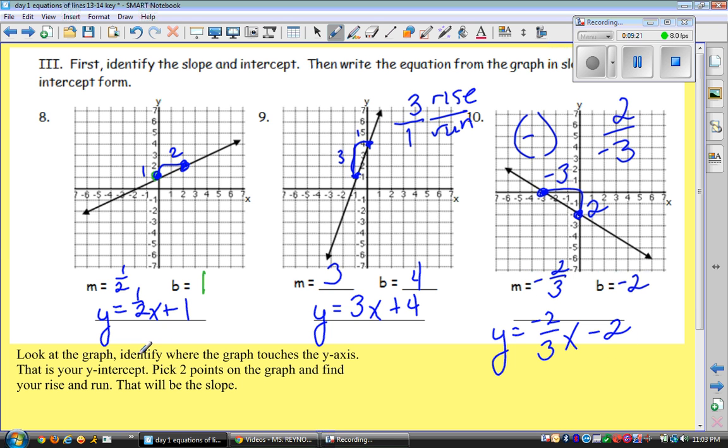So all you got to do, look at the graph, identify where the graph touches the y-axis. That is your y-intercept. Pick 2 points on the graph and find your rise and run. That will be the slope.